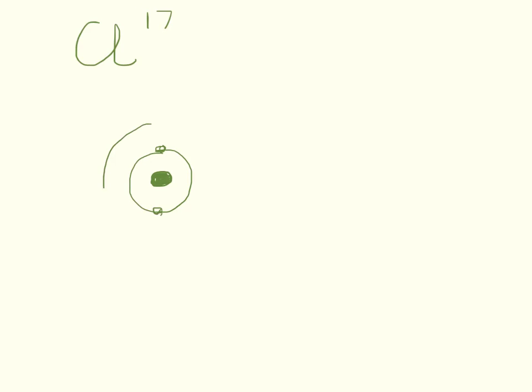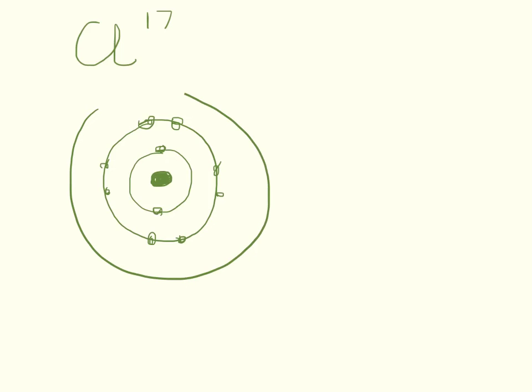So I move to my next shell because that shell's full. My second shell can take up to 8 electrons. That's a total of 10 so far. So I've got another 7 to go. So I need to move out to my last shell and draw 7 electrons. 1, 2, 3, 4, 5, 6, 7.